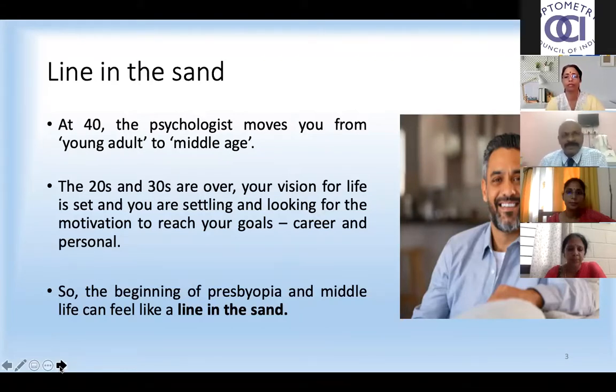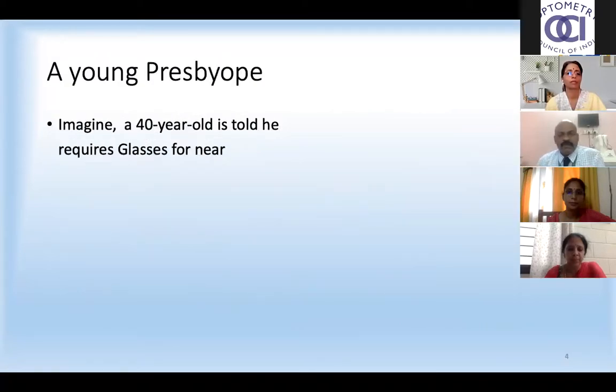What is the perspective? There is a lot of gap between expectations and reality. So psychologists call it a line in the sand, which means that when a line is drawn, there are two choices in front of a presbyope: either limit himself inside that boundary, or go over it and explore more. So we are going to talk more about a young presbyope.